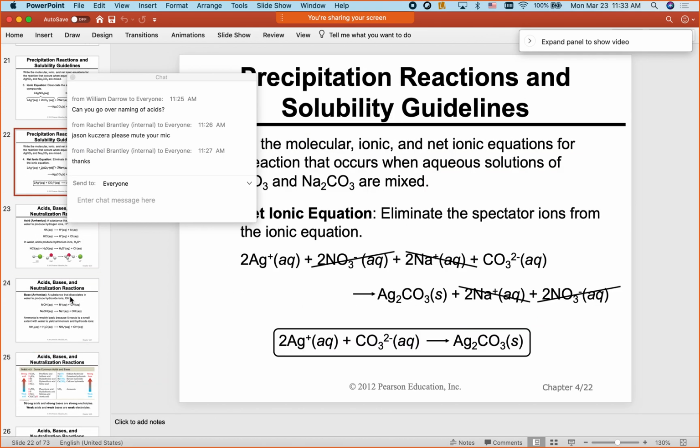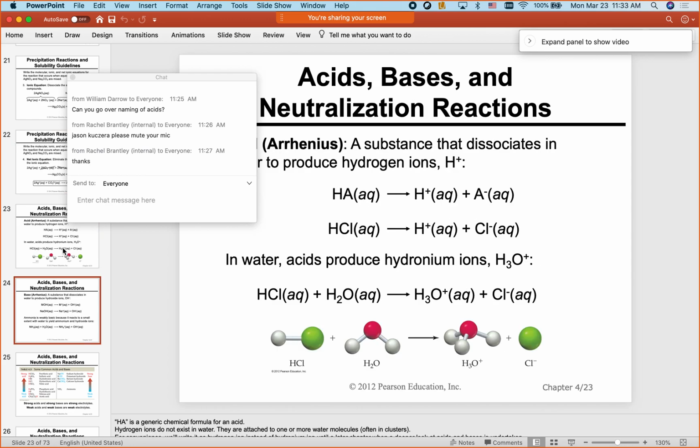There will be a question on what spectator ions are, and then what the net ionic equation is for something. So kind of review those topics.